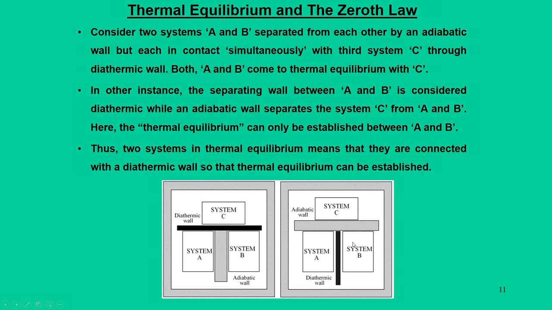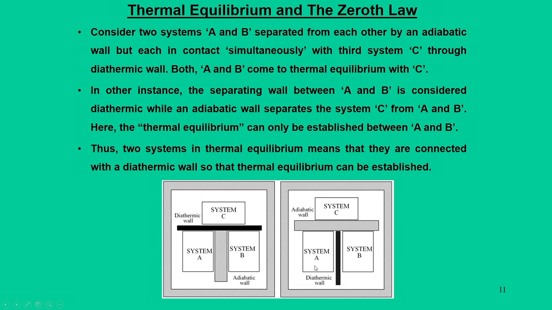In another scenario, if the locations of this adiabatic wall and diathermic wall are changed, it means that system A and system B are separated by a diathermic wall, and both integrated together are separated with respect to system C by an adiabatic wall, which means that it is always possible for system A and system B to come into equilibrium. And there is no communication between this integrated system of A and B with respect to C.